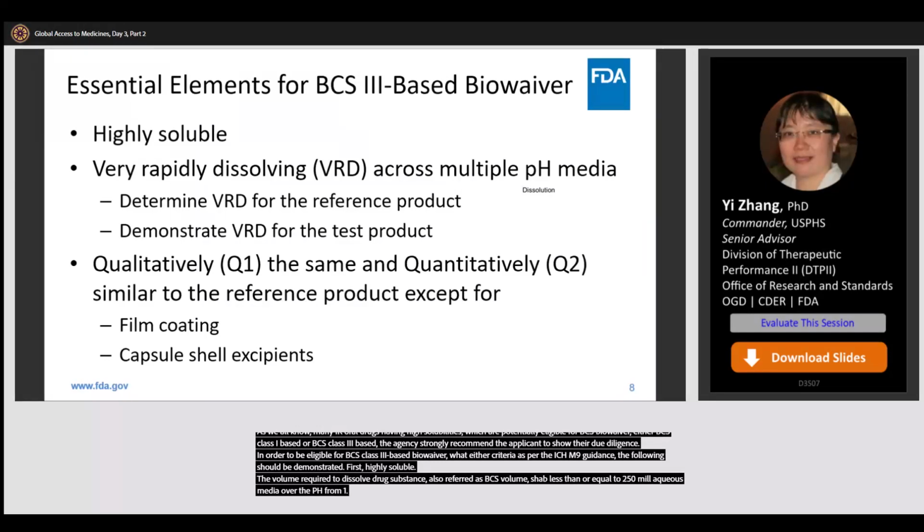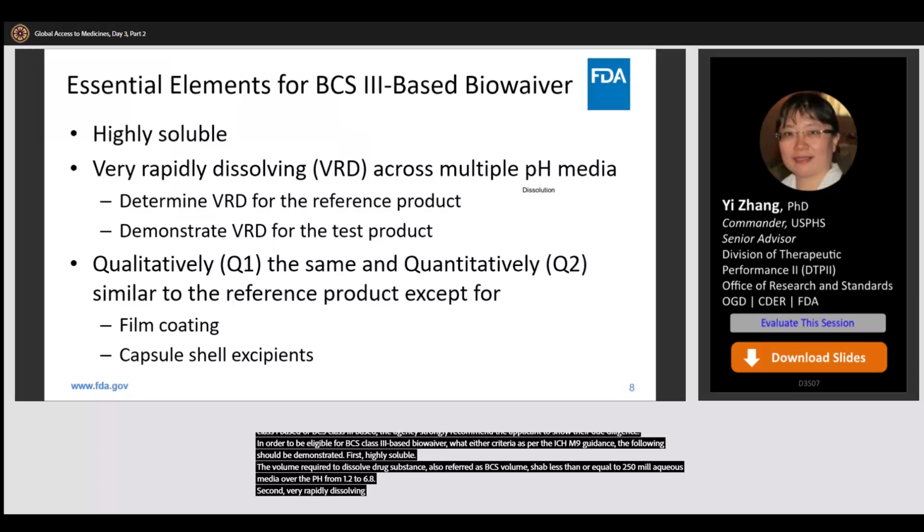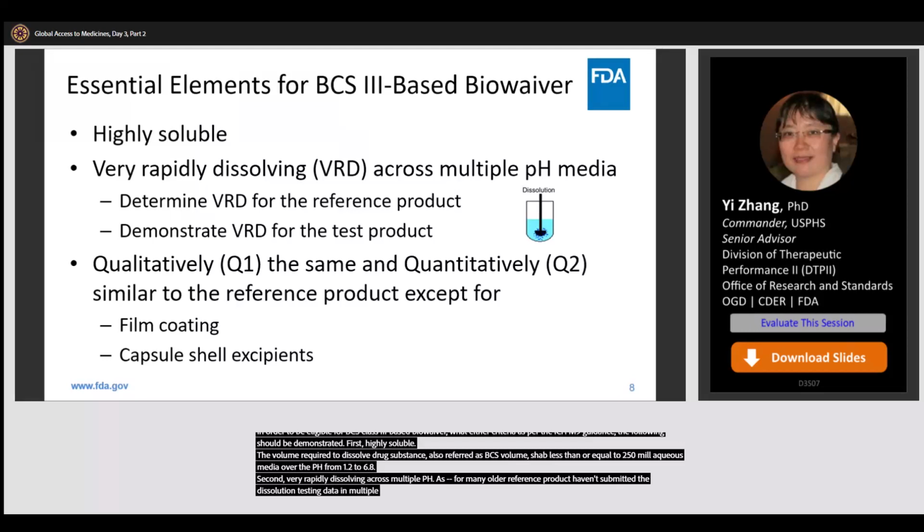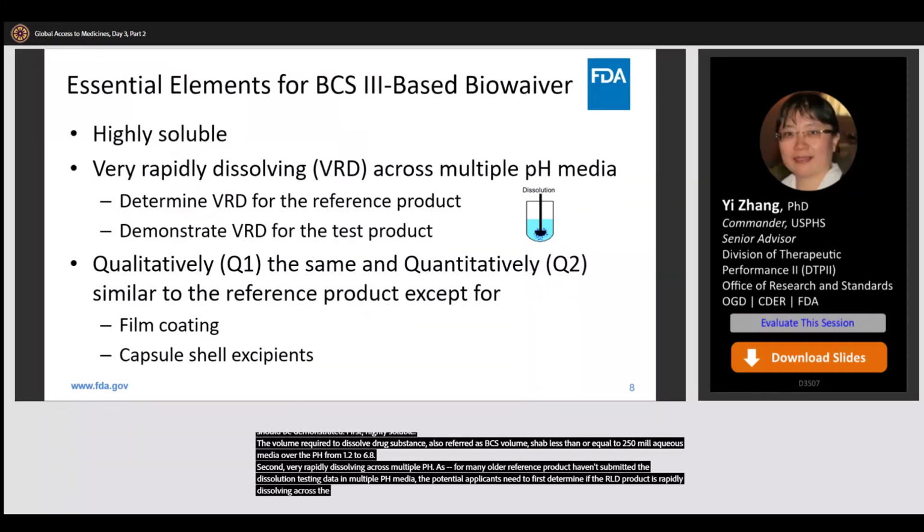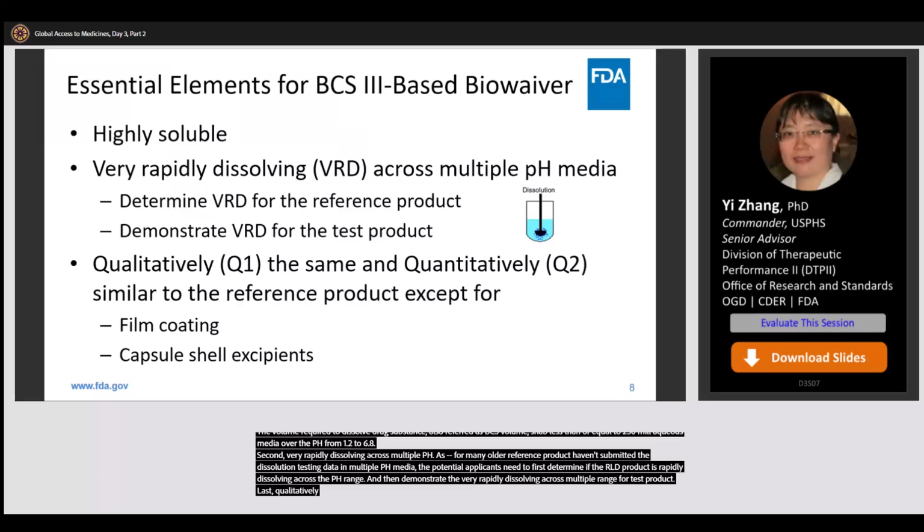Second, very rapidly dissolving across multiple pH. As the innovators of many older reference products haven't submitted the dissolution testing data in multiple pH media, the potential applicants need to first determine if the RLD product is rapidly dissolving across the pH range, and then demonstrate the very rapid dissolution across the multiple pH range for the test product. Last, qualitatively Q1 the same and quantitatively Q2 similar to the reference product except for film coating and capsule shell excipients.